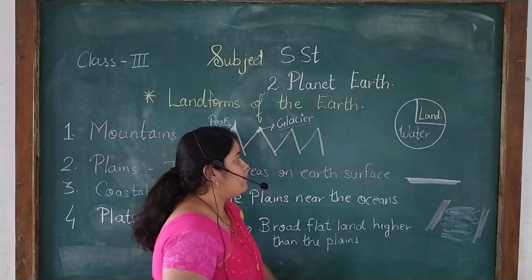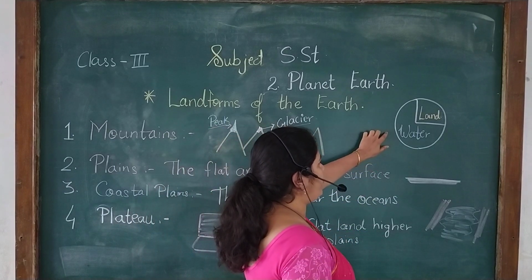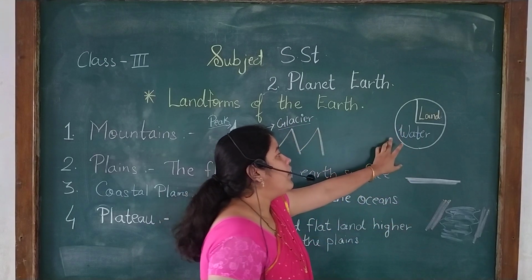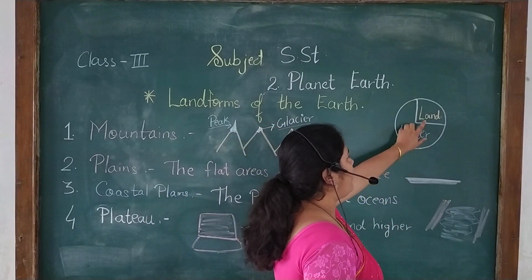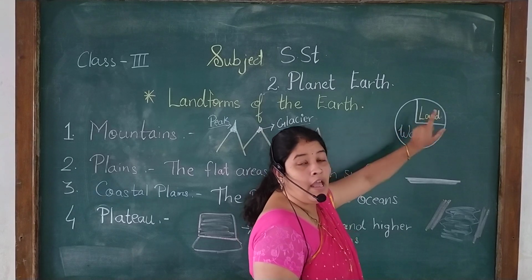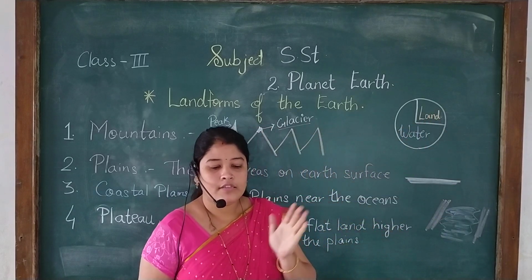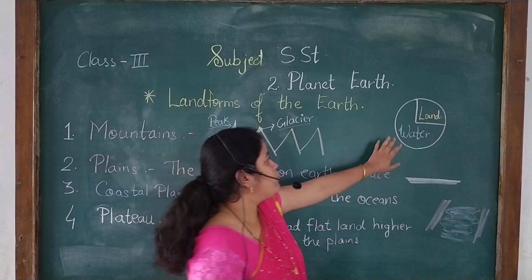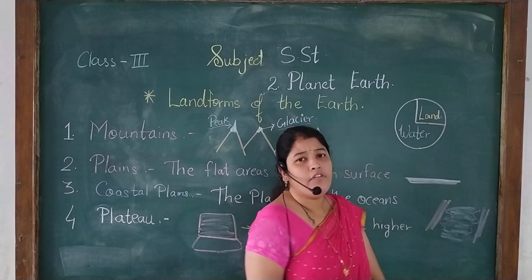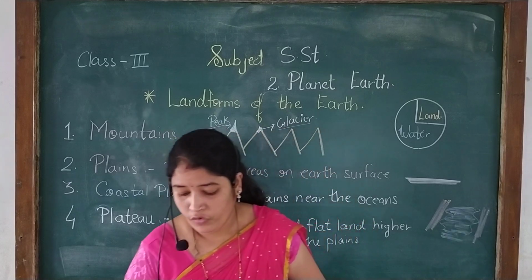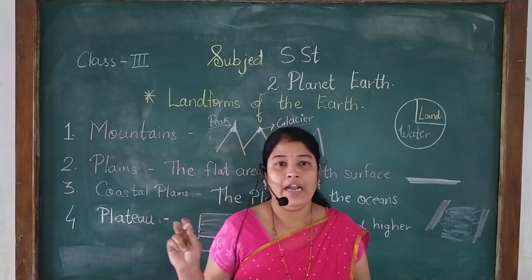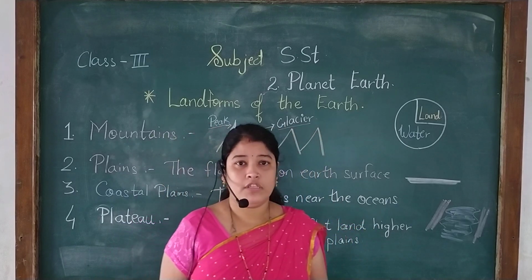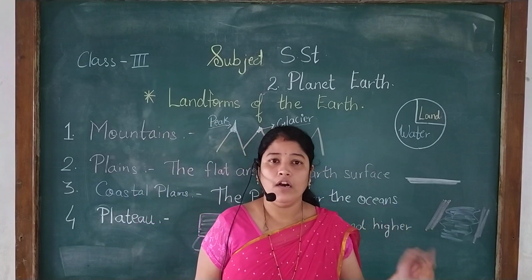Now see students, first come here on this point. I have told you our earth is 3 parts water and 1 part land. Now this 1 part land is divided into different landforms. So today we are going to see the different landforms of our earth.